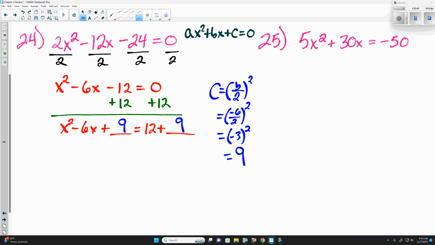Negative 6 over 2, right here. B over 2, yeah, c equals b over 2 squared. So that's just our set formula. And the reason we did all this was so that the left-hand side, our x squared minus 6x plus 9, will turn into a set of parentheses squared. Now we will have x inside those parentheses.